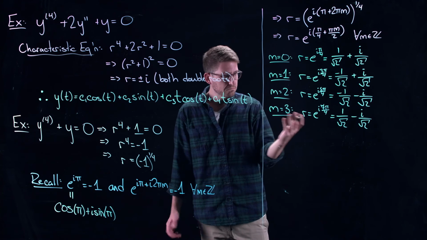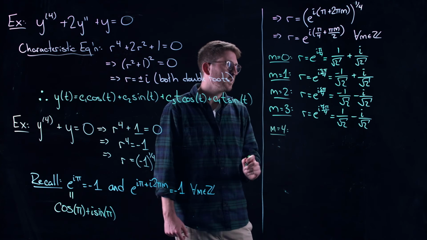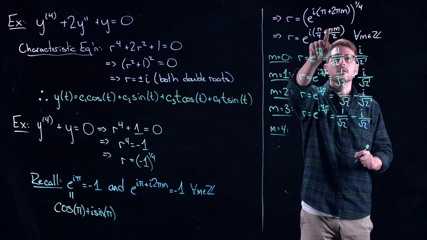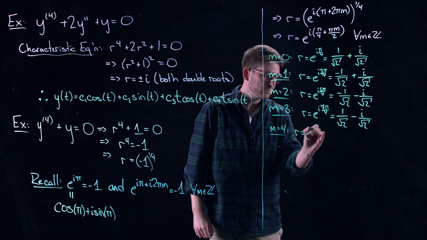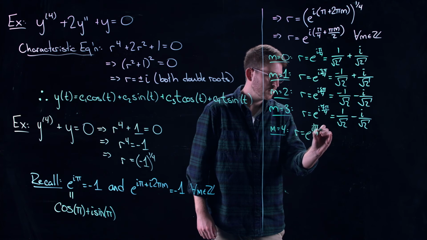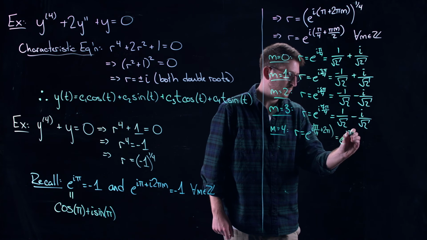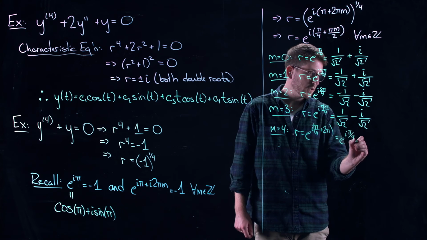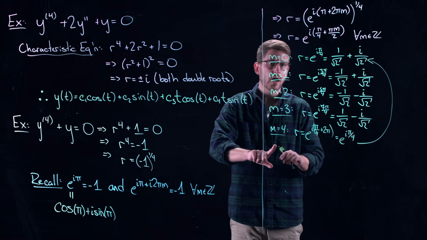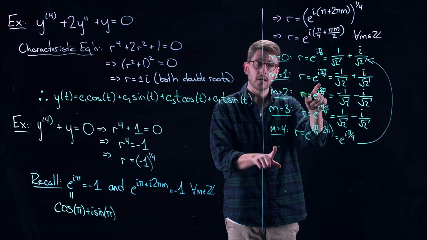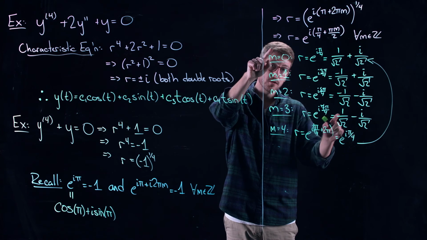Okay, so then what happens if I keep going? Well, m equal to 4. In this case, I get 2 pi. So I'm adding 2 pi. But this is just pi over 4, which is this root right here. Same thing, if I use m equal to 5, I'm just going to get this root by periodicity. If I use m equal to minus 1, I'm just going to get this root by periodicity.